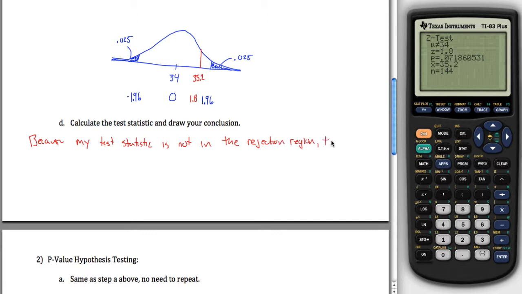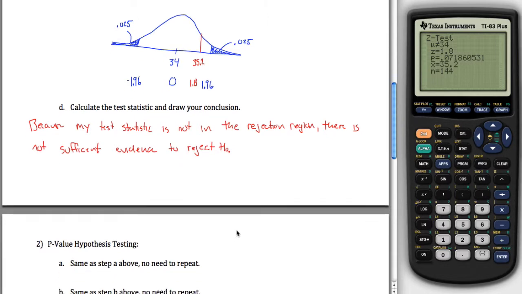there is not sufficient evidence to reject the null hypothesis. And that's all. We're not saying that the null hypothesis is right, we're just saying there's not enough evidence to conclude that it's wrong, because our test statistic is 1.8 was not in the rejection region.